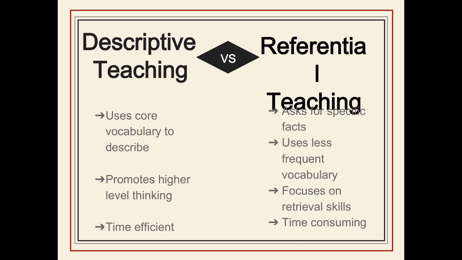When we're looking at descriptive teaching, they use core vocabulary to describe. It promotes a higher level of thinking, and it's more time efficient. When we're looking at referential teaching, you're asking specific questions. It uses less frequent vocabulary and focuses on more retrieval skills, and it can be more time-consuming.